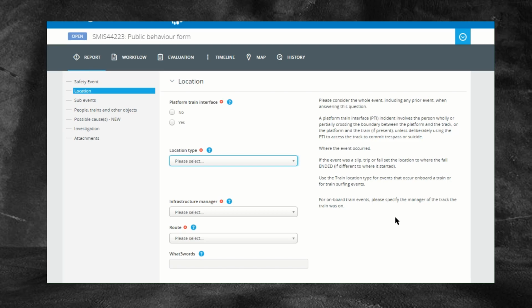Just a note of caution: if you don't select the location type of train in these instances and instead use an alternative such as running line, when extracting the data in Jaspersoft, you will be unable to determine that the event occurred on board a train.